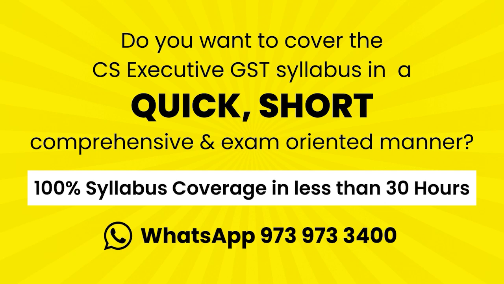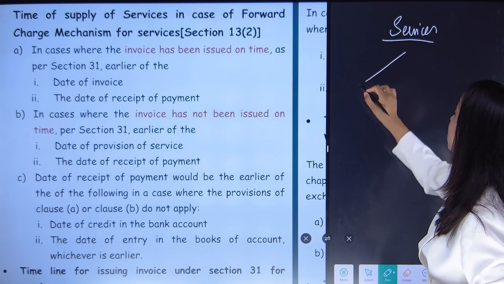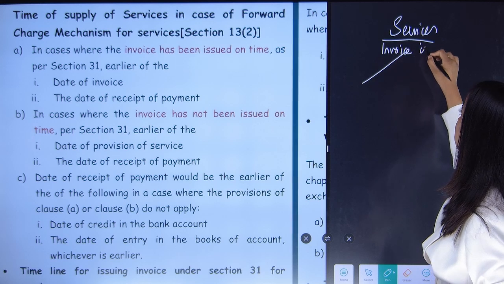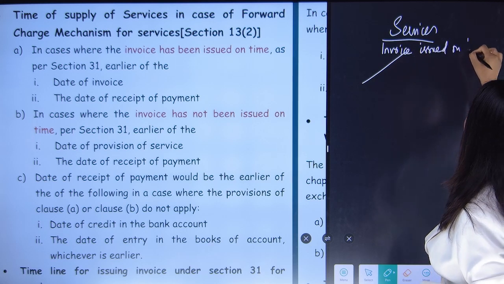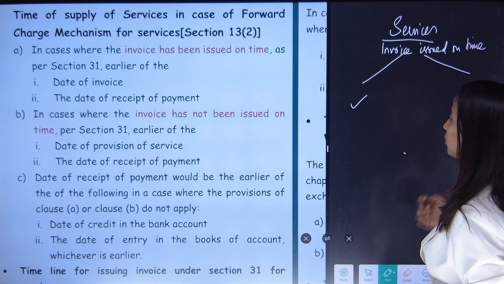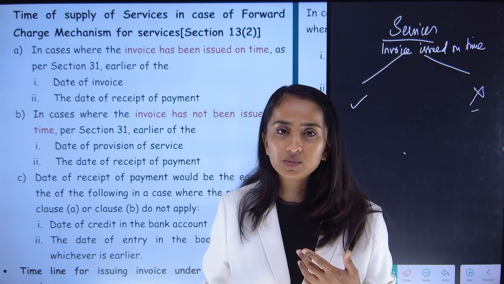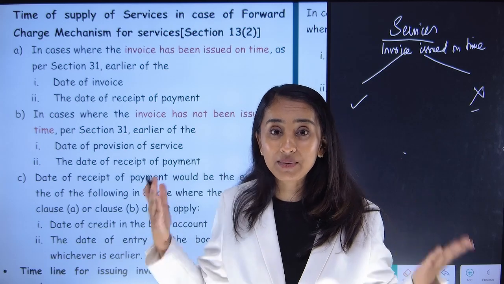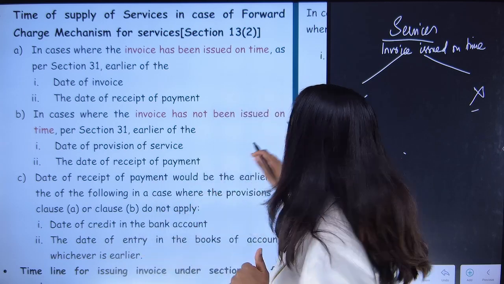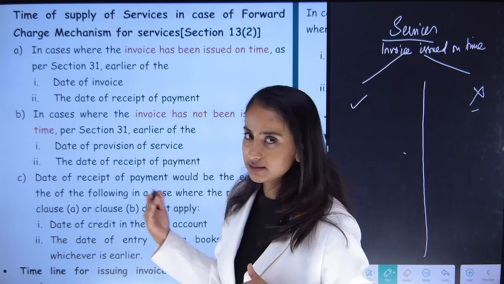So there are two cases. For services, please kindly note there are two cases. Invoice issued on time. Yes, the invoice has been issued on time. Second, no, the invoice has not been issued on time. There are only two conditions. Has the invoice been issued within the prescribed time limit under section 31? Yes, good. Then one set of rules will apply. If the invoice has not been issued on time, then another set of rules will apply.